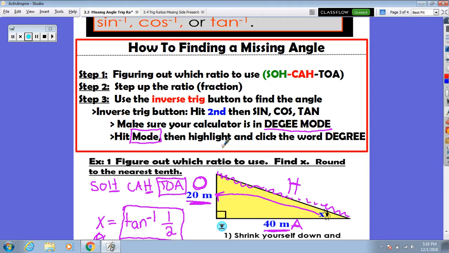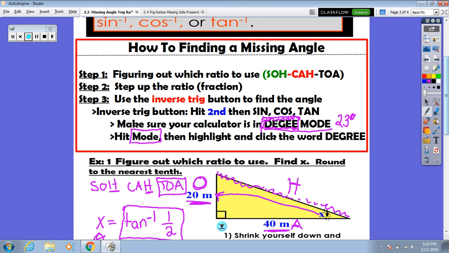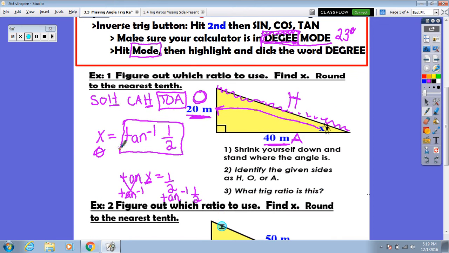I need you to move your arrow using your arrows. I need you to highlight the word degree and press enter. So now degree in your calculator should be colored in, and it should look like this in your calculator. In order for you to get the correct answer, remember that the measurement of angles are measured in degrees, like 23 degrees. So we want our calculator to give us this answer in degrees. Okay, now we can go down and we can type this in our calculator.